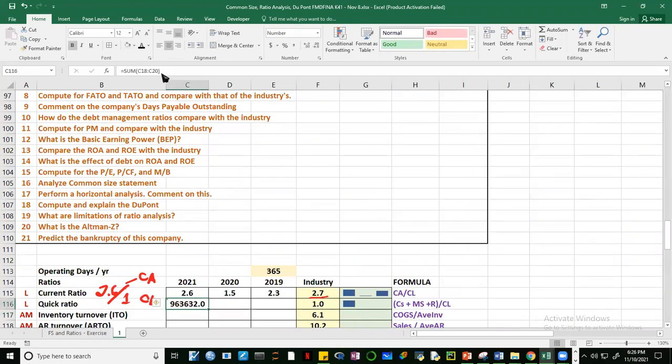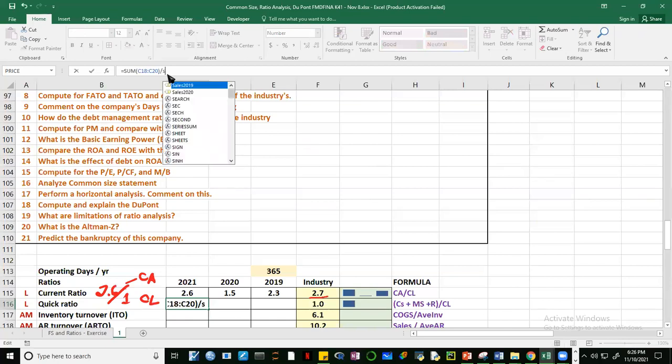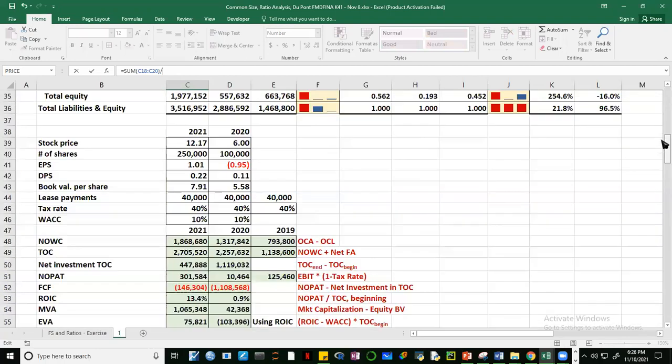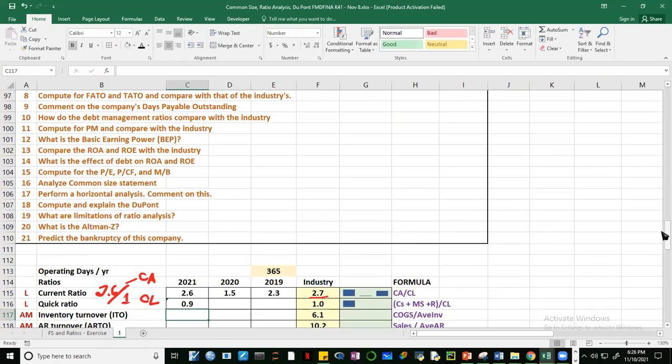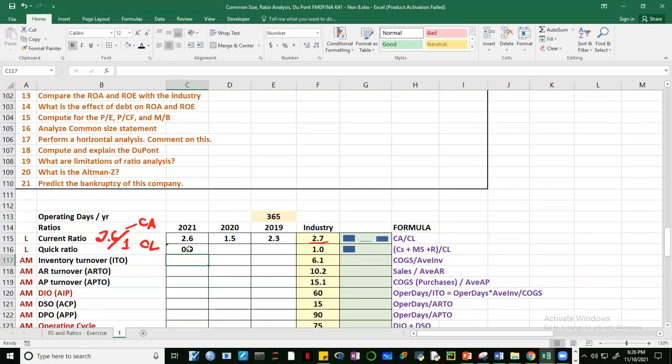Okay, so we have to divide it by the sum. Okay, we have to divide it by the current liabilities. Current liabilities, yan. There. Okay, so tingnan nyo, mas strict yung quick ratio, no? There. Okay? So we can see here, guys, that the industry average is better than how we're performing. Lalo na noong 2020, guys, 0.5 lang.